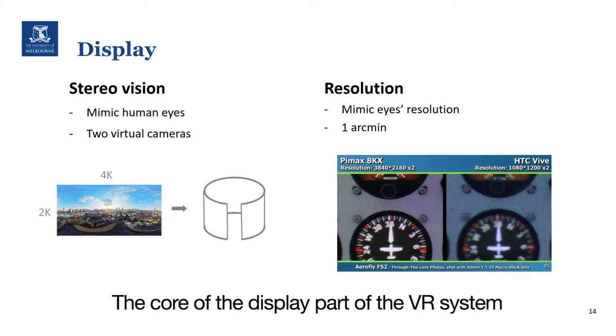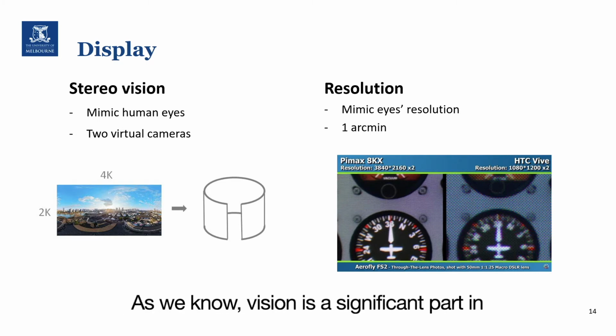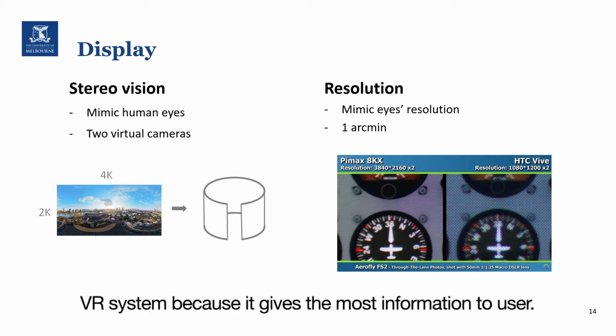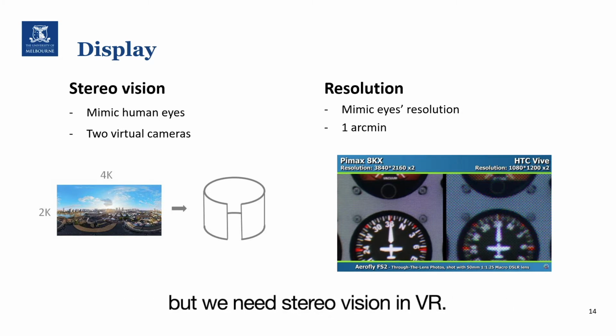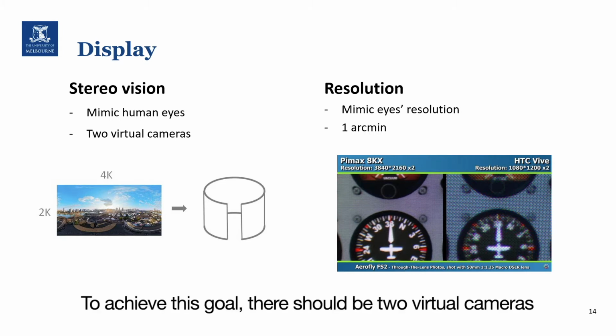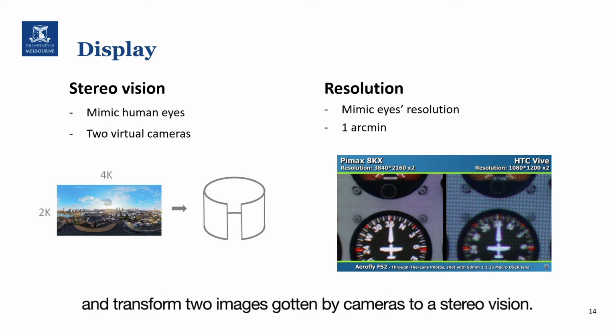The core of the display part of the VR system is multi-sensory feedback technology. As we know, vision is a significant part of the VR system because it gives the most information to the user. In common cases, the display is just a flat vision, but we need stereo vision in VR. To achieve this goal, there should be two virtual cameras in the virtual environment to mimic two eyes, and transform the two images obtained by the cameras into a stereo vision.